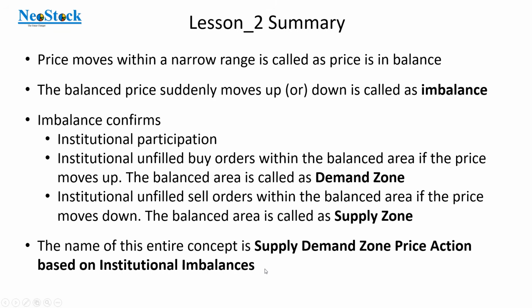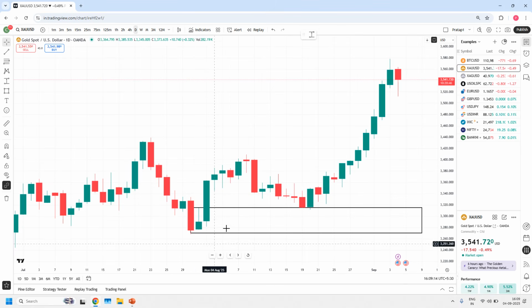There are other supply demand zone concepts. We are not focusing on them. Our focus is only on the supply demand zone concepts based on institutional imbalances, because institutional imbalances confirm institutional participation is there. If institutional participation is there, then only you will have strong unfilled orders in this area. See, the strong unfilled buy orders pushed the gold prices up.